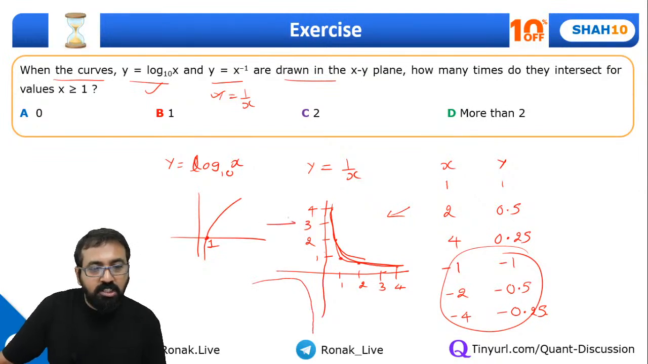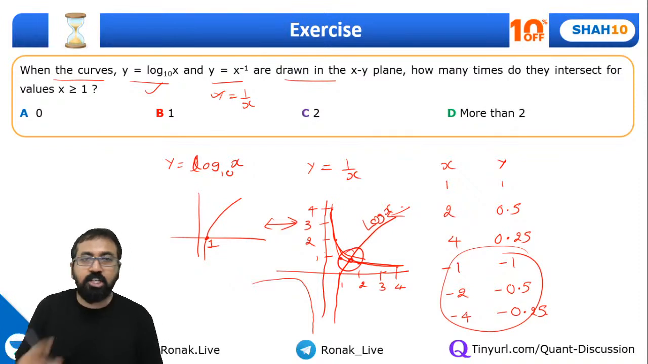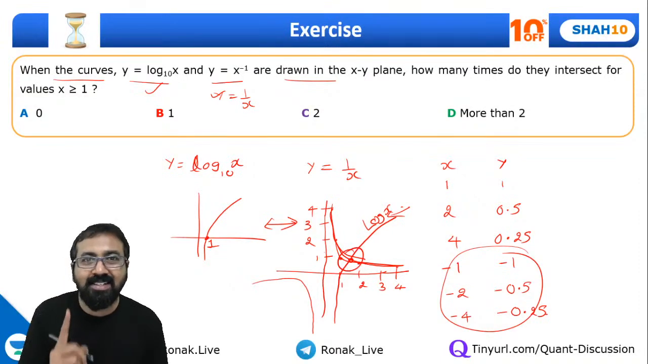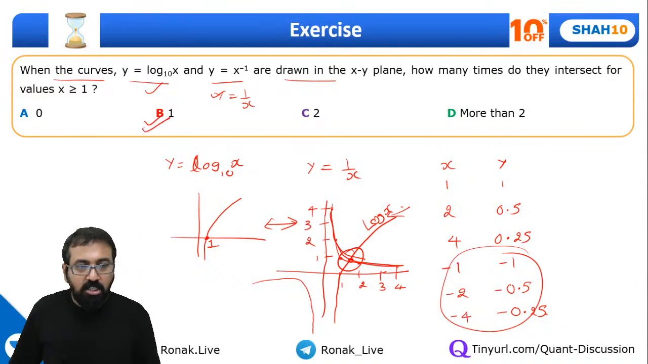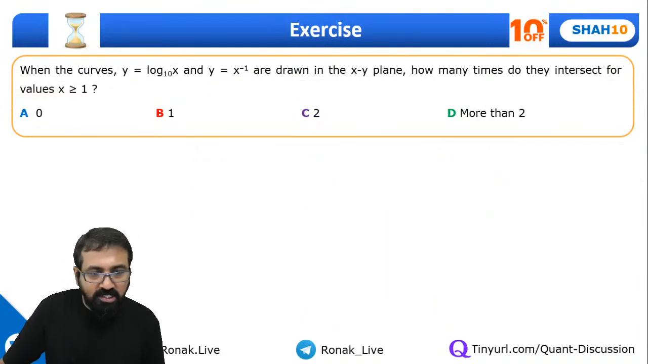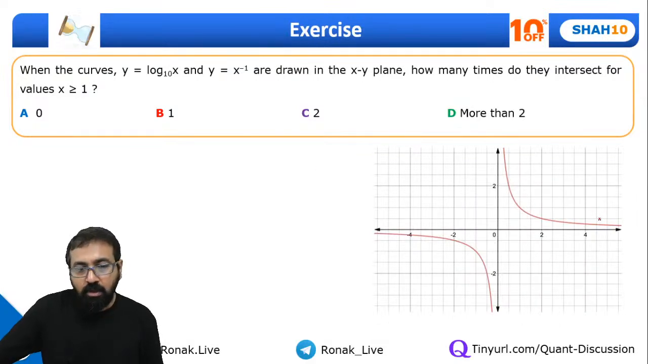Now just merge these two graphs. So the graph will look like this one. This is the graph for log of x. So can I say they'll intersect at just one point? They'll intersect at one point, so the answer is option B. Now if I want to show you all these things in a neat and clean manner, this is the graph for y equal to x raised to -1.